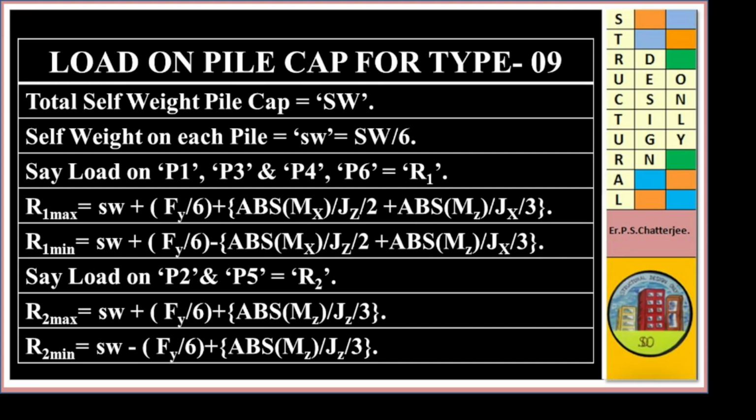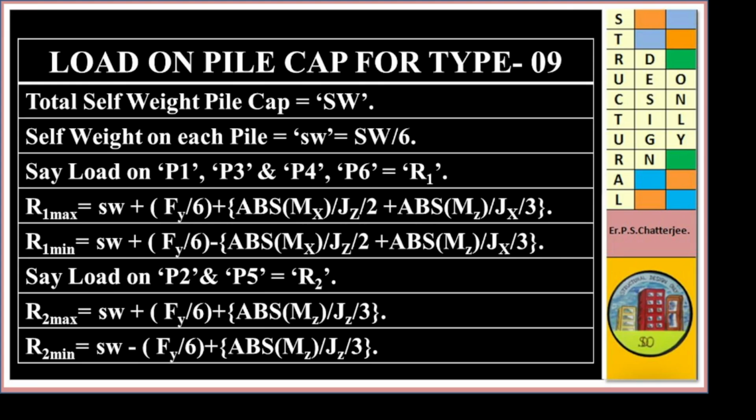R1 max is equal to small sw plus Fy by 6 plus absolute Mx by Zz by 2 plus absolute Mz divided by Jx divided by 3. R1 minimum is equal to small sw plus Fy by 6 minus absolute Mx by Zz divided by 2 plus absolute Mz divided by Jx by 3.